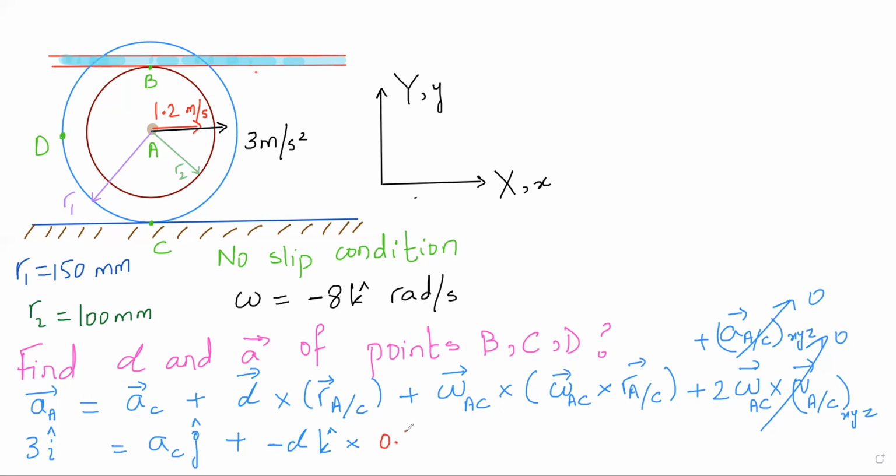0.15 meter plus omega AC, from my last class when I tackled this. Yes, J, I missed it. J. Thank you. Minus 8K. Again, very easy to make a mistake here. There is a cross, then there is a bracket. If you don't put a bracket, everything is wrong. 0.15 J. Done.